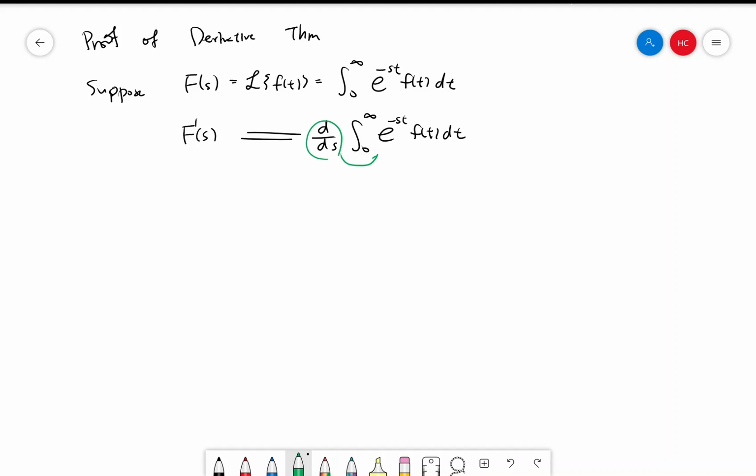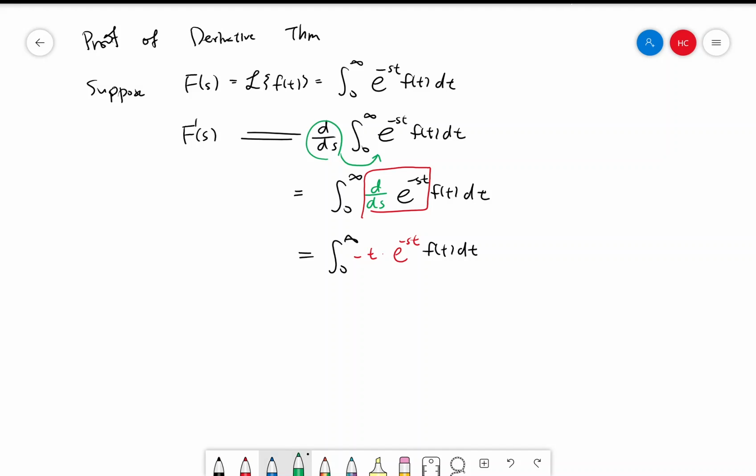Let's move the derivative inside, so it's equal to the integral from 0 to infinity of the derivative with respect to s of e to the negative st, times f of t dt. And the only thing with s is the exponent term, so this together gives you negative t times e to the negative st. The rest stays the same. So it's equal to the integral from 0 to infinity of e to the negative st times negative t f of t dt. So by definition, this is the Laplace transform of negative t f of t.